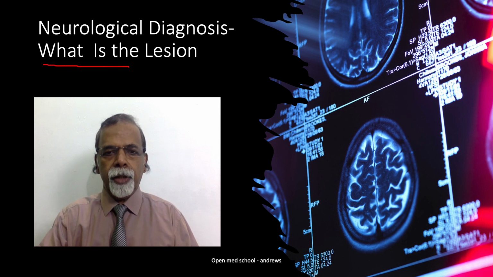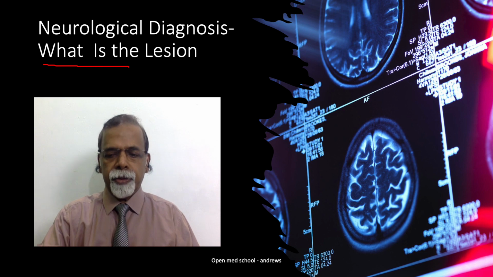So, neurological diagnosis should be done in a stepwise manner. First question is, has this patient got a genuine neurological problem? Second is, where is the problem? That is localization. Third is, what is the problem? That is the etiological diagnosis. Let us see how we will arrive at an etiological diagnosis.